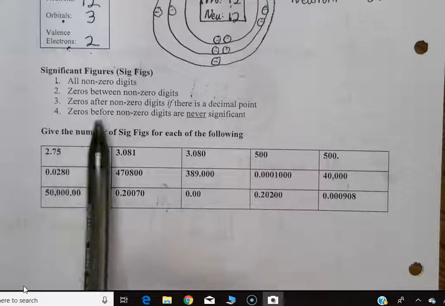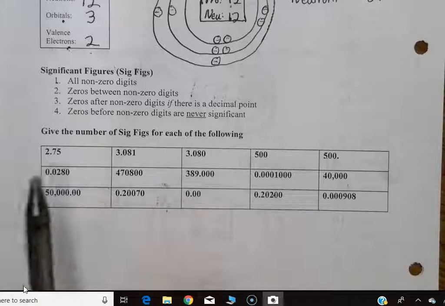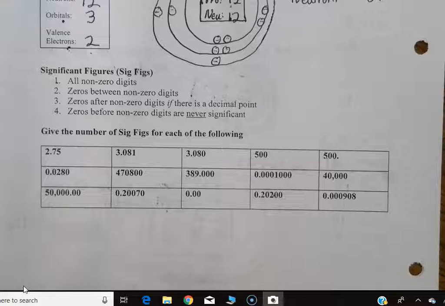Okay, and then finally, zeros before non-zero digits, whether there's a decimal or not, are never, ever significant. I showed you an example of that in class. I'll show that again to make that point clear. Okay, so let's get going.